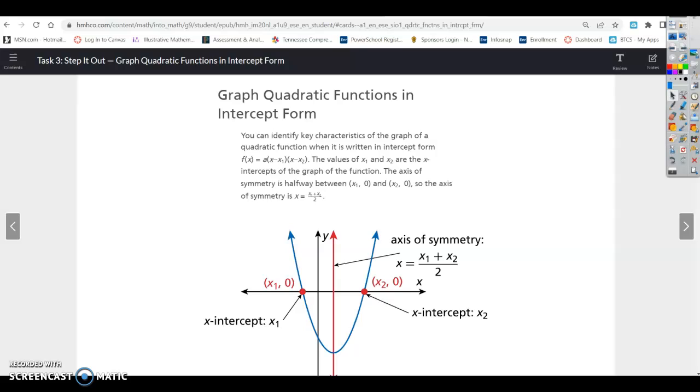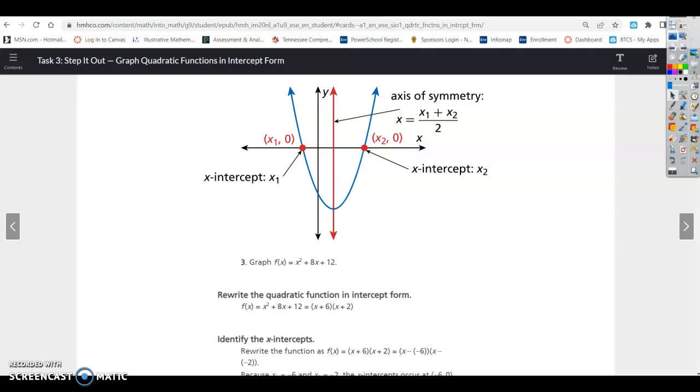The axis of symmetry is halfway between x1 and x2. So the axis of symmetry is x = (x1 + x2) / 2. So this is just your average. This is how you find the average: you take two things, add them up, and divide by 2. So to find the axis of symmetry, you're finding the average of these two points. And you can see that that does lie halfway between your intercepts.